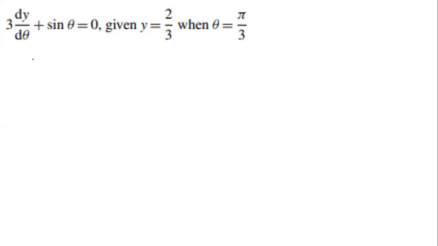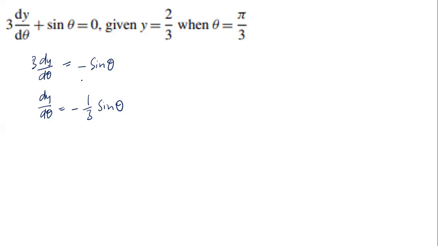So my first step will be, here I have 3 dy d theta is equal to, I transpose my sine theta to the other side of the equation, and then I get negative sine theta. Then I get rid of 3, so I'm going to have dy d theta equal to negative 1 over 3 multiplied by sine theta. Remember, it's fine, guys, you can write sine theta over 3. I know a lot of people get confused how I write this, but this is just how I write it. You can write it either way.